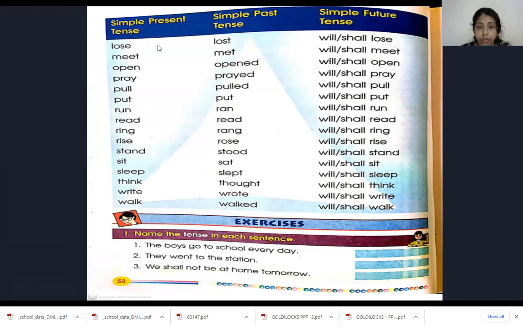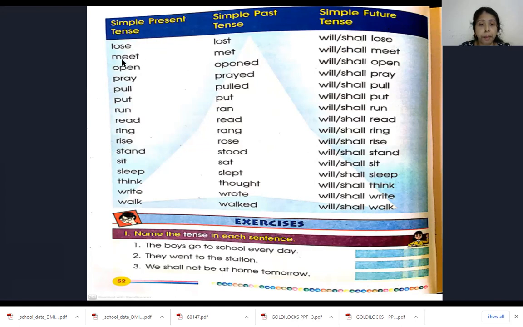There are also some common verbs, and those are lose. First one is lose. In the present form, the word will be lose, but for the past form, it will change into lost. Lose, lost. And for the simple future tense, it will be will lose or shall lose.